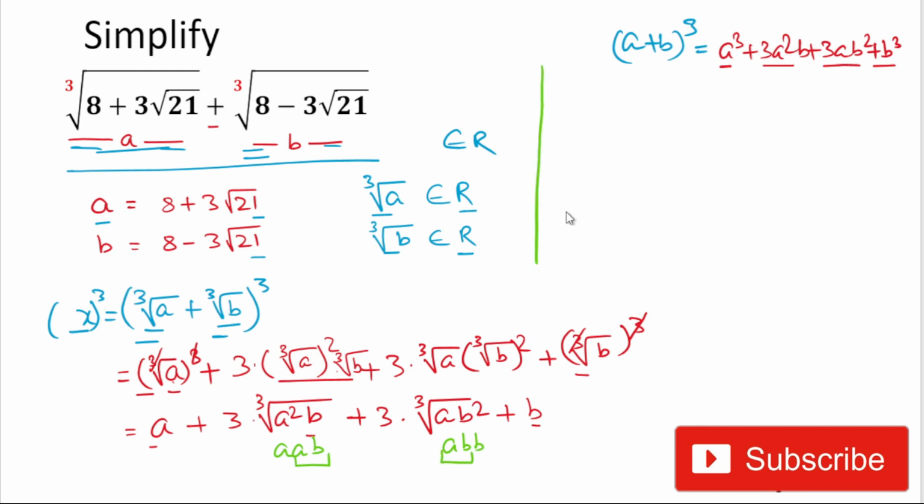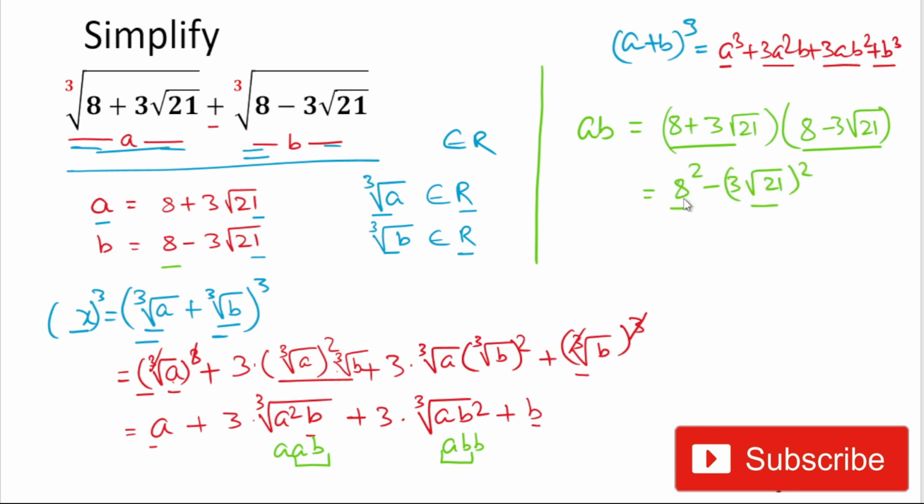Now here we will calculate the value of a times b, which is the multiplication of two conjugate values. Here we have multiplied the a and b values, and it is in the form of a plus b times a minus b. So we can write it as a square minus b square. So here we have written a square minus b square. 8 square is 64 minus 3 square is 9, 9 times 21 is 189, and 64 minus 189 is negative 125, which is the cube of negative 5. So the multiplication of ab is negative 5 cube.